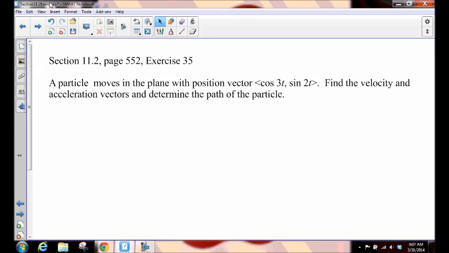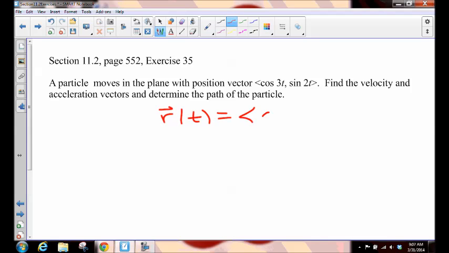Let's do section 11.2, page 552, exercise 35, which reads, a particle moves in the plane with position vector cosine 3t, comma sine 2t. Find the velocity and acceleration vectors and determine the path of the particle. So we know that r of t is going to be equal to cosine 3t for its x component, comma sine 2t for its y component.